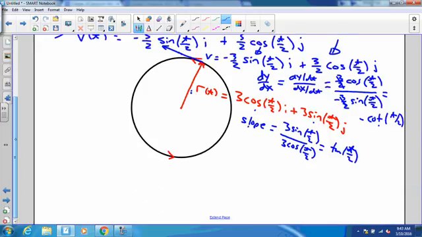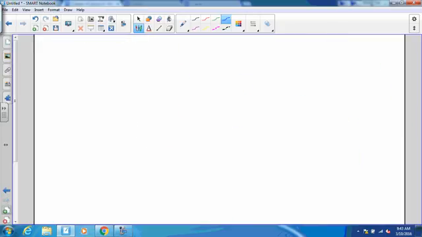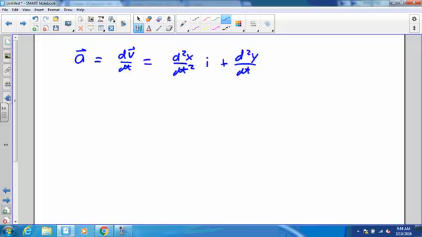So the key point here that I want you to see is that it's very easy to compute the velocity vector, and it gives us a satisfying result. Well, if differentiating once works easily, differentiating twice should work easily also. And so we're going to define our acceleration vector as simply the derivative of the velocity vector. Or in other words, it's going to be the second derivative of the position with respect to time.